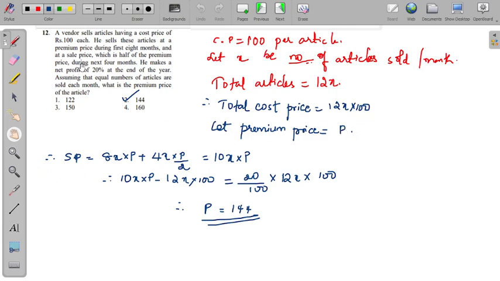Now the selling price, how he has sold the articles, is in this way. For 8 months it is at the premium price, 8x into P, plus the remaining 4 months at half of the premium price, P by 2. When you simplify this, it comes out to be 10x into P. Now he has made a profit, which means the selling price is greater than the cost price. Selling price 10x into P minus cost price 12x into 100 is equal to 20% of the cost price. 20% profit is always on the cost price, so 20 by 100 into the cost price, which is 12x into 100. When you simplify all this, we get the answer as P equal to 144.